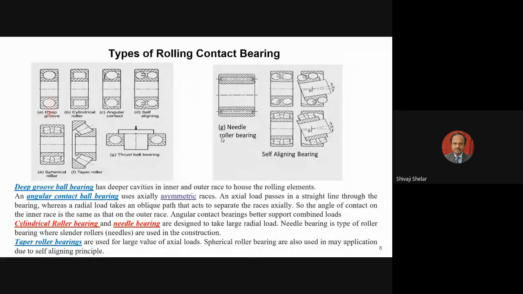So the deep groove ball bearing has slightly higher depth so that the balls will not come out, and it can take radial load as well as, to some extent, 30 to 40% of the axial load. Meaning if your radial load is 100 Newton, a deep groove ball bearing can take up to 40 Newton axial load, because this curved surface can offer resistance in the axial direction also.